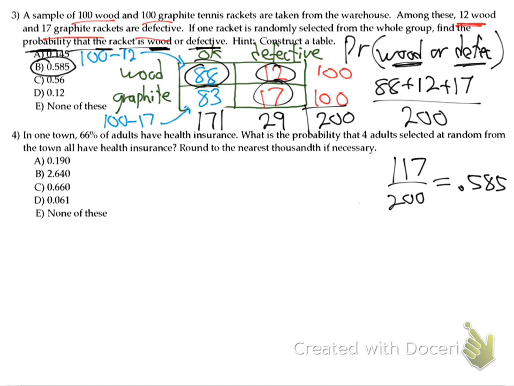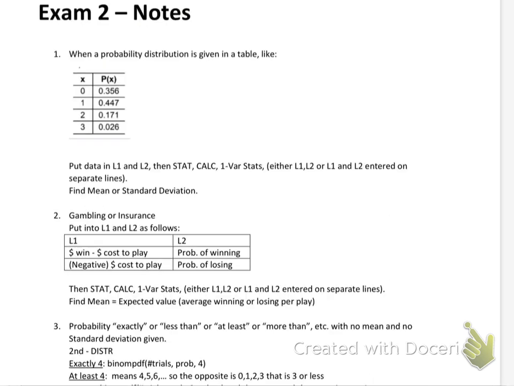Number 4. In one town, 66% of the adults have health insurance. What is the probability that 4 adults selected at random from the town all have health insurance? Now, what kind of question is that? Here we get into identification and the trickiness of that. As you read number 4, let's talk about identification, because that's a lot of the battle in stats. You read that and you go, what in the world am I even supposed to do? Let me go look at my notes.